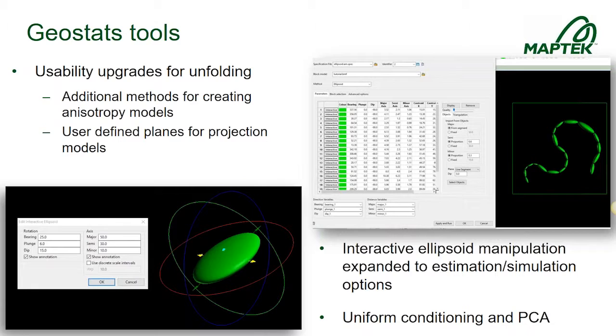The definition of that plane is also interactive in Envisage. You're able to grab a control, move that around, and get the plane exactly where you want it.